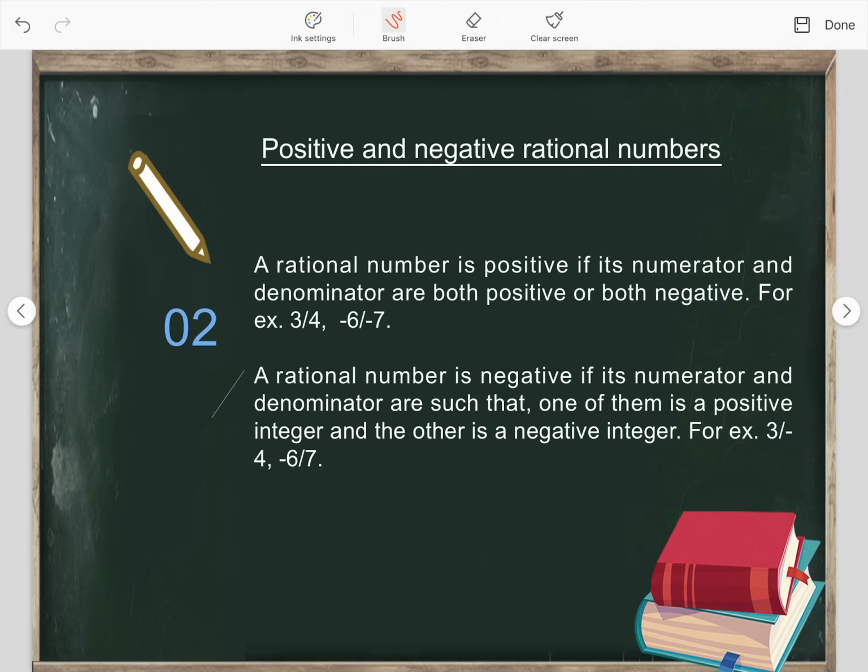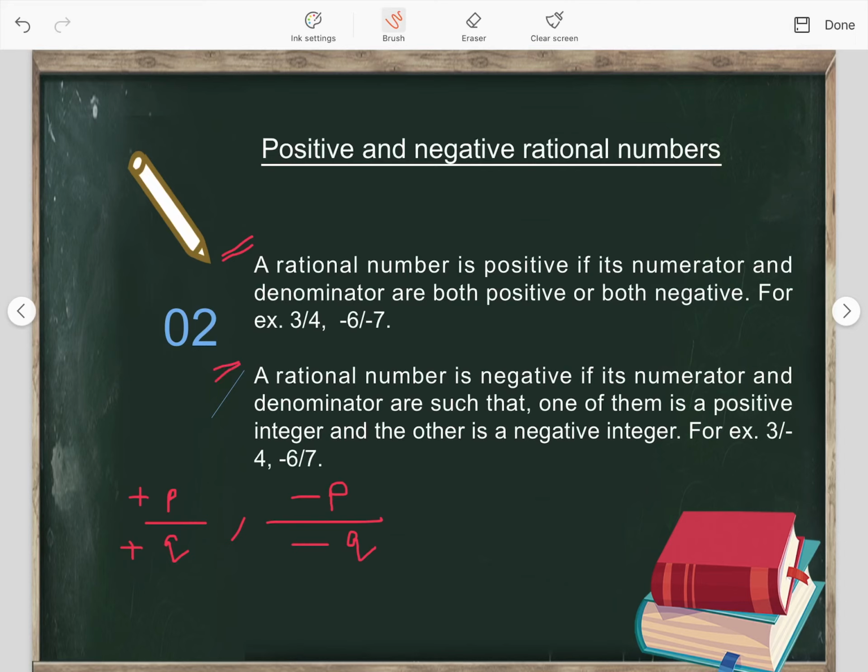See, a rational number is positive if its numerator and denominator are both positive or both negative. That means in P by Q form, if P is positive, then Q must also be positive. Then it is a positive rational number. Or you can say if P is negative, then Q must also be negative. Then it is a positive rational number. Understood? And a rational number is negative if one of them is positive and the other one is a negative integer. Understood? So we'll pause the video and take these notes.